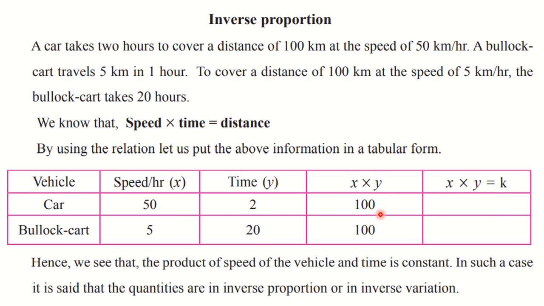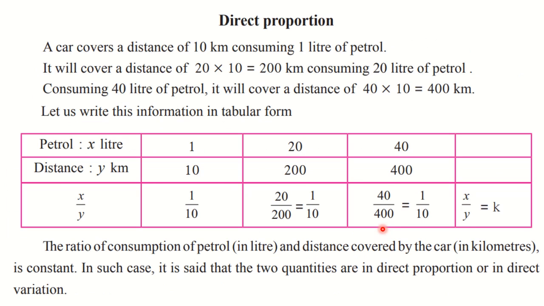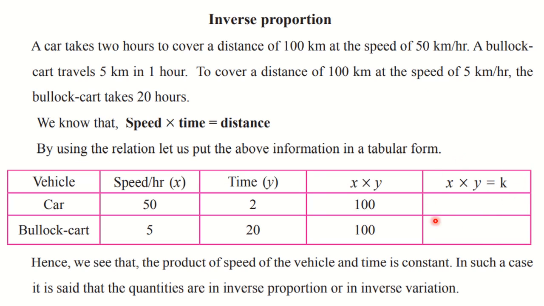So here in this case, the product remains the same. In case of direct variation, ratio remains the same, and in case of inverse variation or inverse proportion, product remains the same. That means in case of direct variation, you have seen previously x upon y is equal to k, and in case of inverse variation or inverse proportion, x into y is equal to k. Okay, so here the product remains the same. You will find that the product of speed into time is constant. So such variation or such proportion is called as inverse variation or inverse proportion. Okay, so this already you have studied in lower standard. This was only the revision for you.